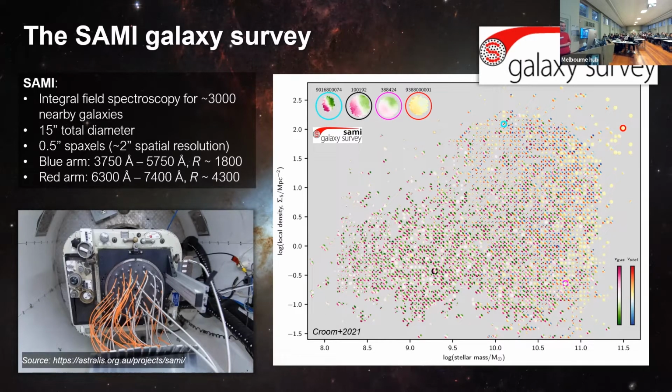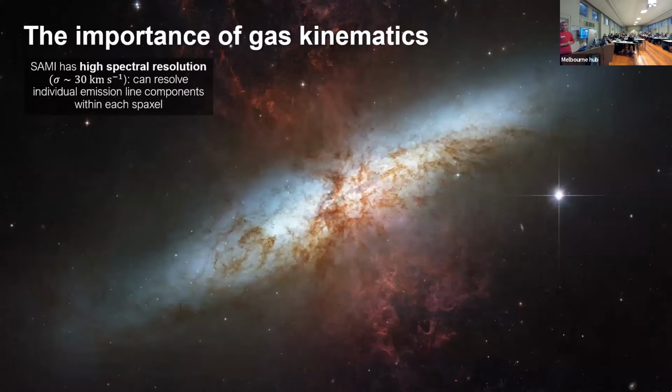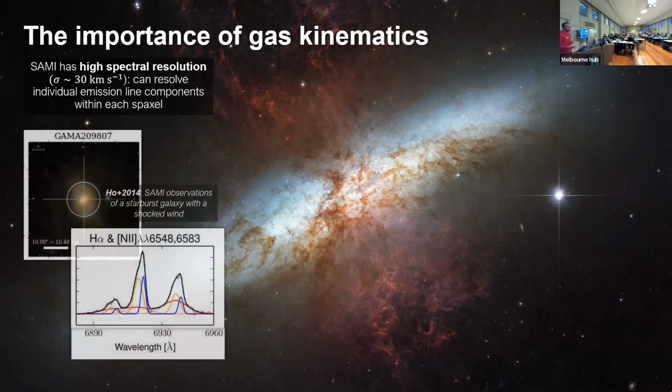But to cut a long story short, because we have this huge data set, we can take a really close look at the statistical properties of emission lines and connect them to the underlying mechanisms that transform galaxies over periods of their lives. Gas kinematics are particularly important, and SAMI is a great instrument to analyze gas kinematics because it has high spectral resolution. This means that we can resolve the individual emission line components within each spaxel. For example, in 2014, Ho et al. used SAMI observations of a starburst galaxy to identify the presence of a wind in the form of these multi-component emission lines, in the asymmetric emission line profiles.